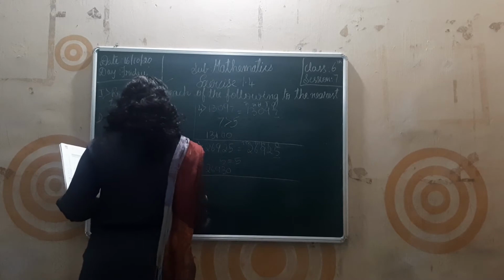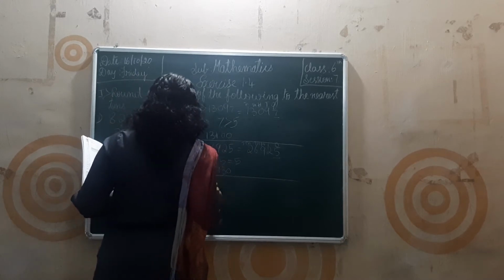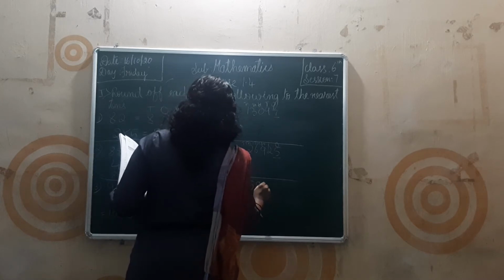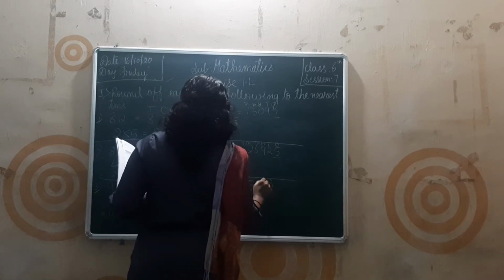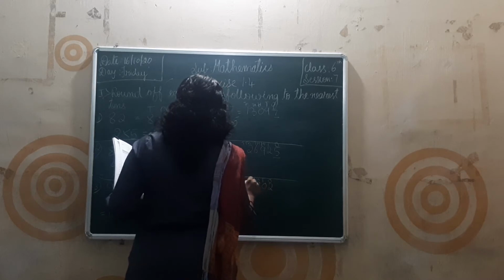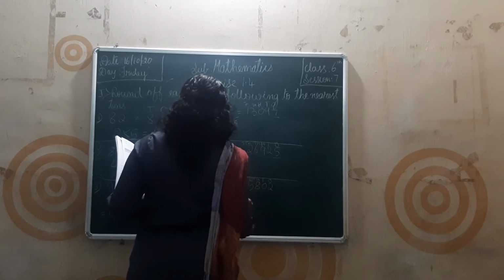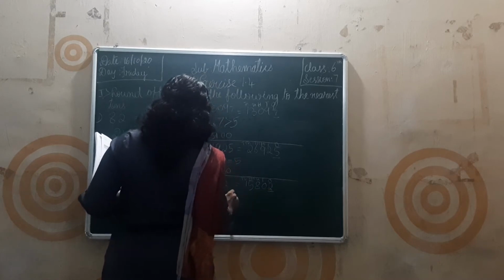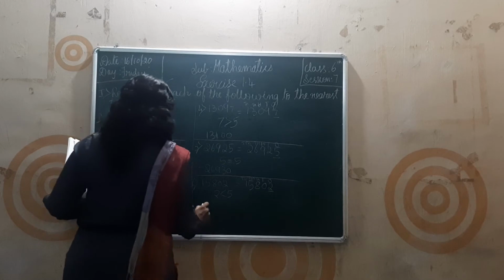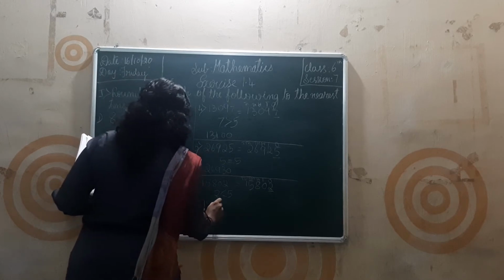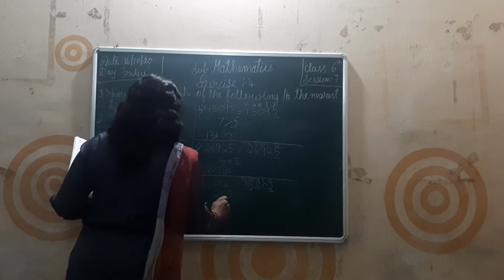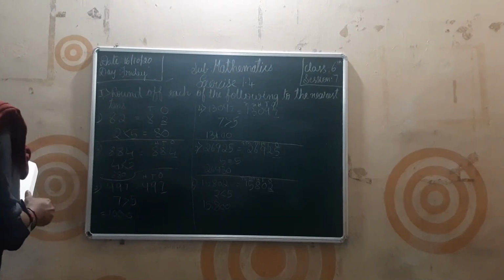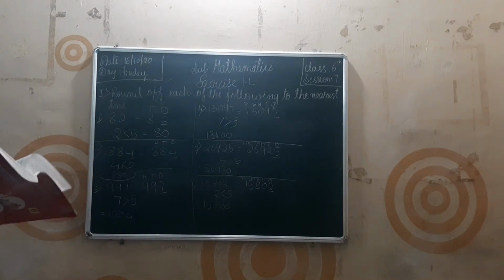Next is the last one, 15,802. Ones, tens, hundreds, thousands, 10,000s. 2 is lesser than 5, so we have to go back. Then it becomes 15,800. The nearest tens is 15,800 itself. This is about the first Roman number.